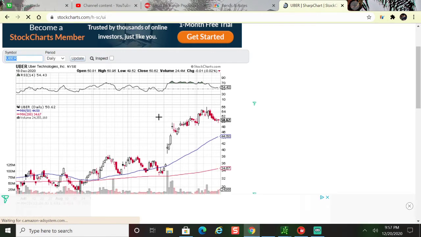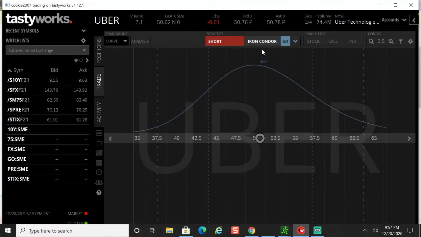I want to talk to you about a trade I did in Uber. I did a calendar spread in Uber. Uber's IV rank is pretty low, right now it's a 7. So what I did was a calendar spread on the put side, looking for some expansion in the volatility.